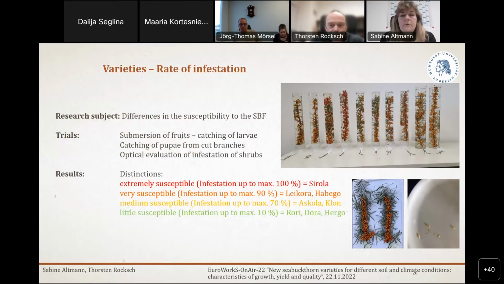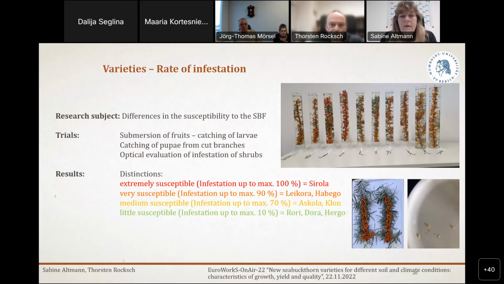So first we wanted to see how the varieties differ due to the susceptibility to the sea buckthorn fly. And so we submersed fruits of the varieties. We're catching the larvae and counting them. We were also putting cut branches into boxes with soil, and we're then screening the pupae out of the soil. And in all the years of our project, we were evaluating optically the infestation of the shrubs.